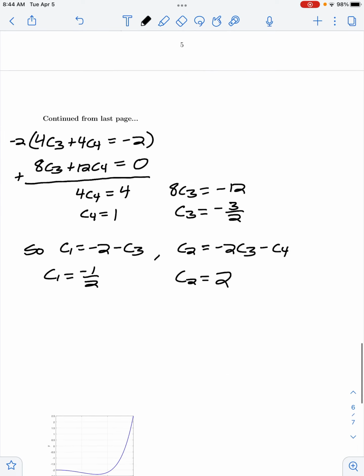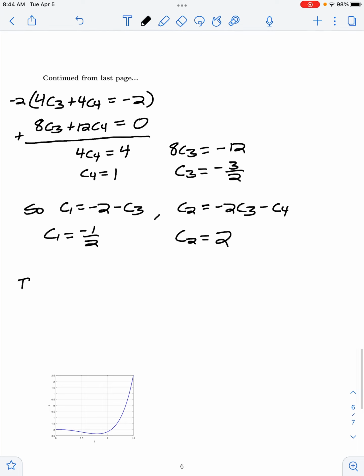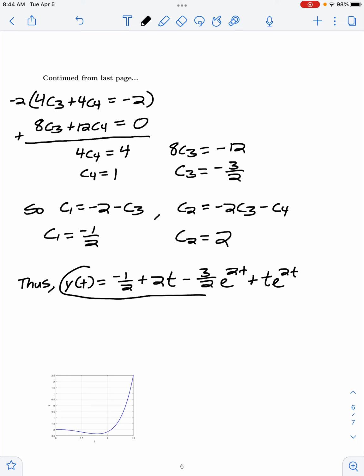And so now substituting these constants back into our general solution, we find that y of t is equal to c1, which was negative 1/2, plus c2, which was 2 times t, plus c3, which is negative 3/2 e to the 2t, plus c4, which was 1 times t e to the 2t. So this is my solution to that initial value problem. And then we were asked to plot this solution and describe its limiting behavior.